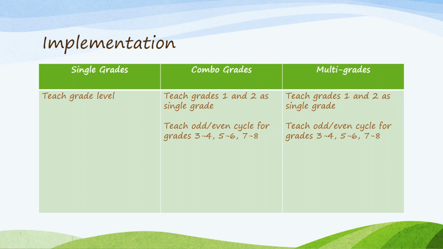So for this next year, that would be grade 4, grade 6, and grade 8. It would be the even year. If you're in a multi-grade setting, again, teach grades 1 and 2 separately, and then also teach the odd-even cycle for the other grades, 3, 4, 5, 6, 7, and 8.